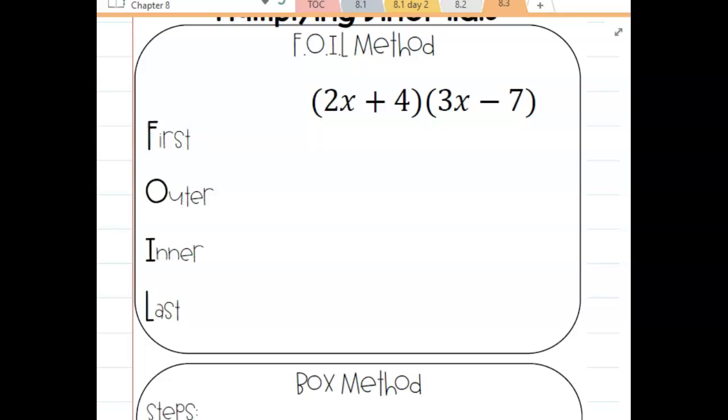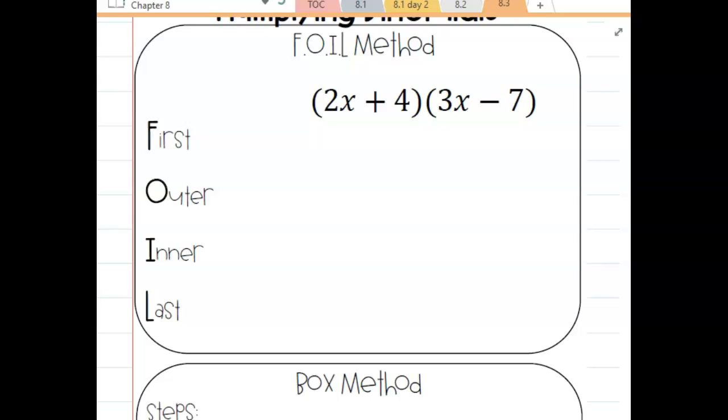So if you remember from our super important vocabulary in section 8.1, a binomial, the bi means two, nomial means term. So I'm multiplying two terms, 2x plus 4, by two terms, 3x minus 7. Now this is different than whenever we just multiplied one term, right? Because last week it would have just been 4 times 3x minus 7. And for that, all you have to do is distribute the 4. That's it.